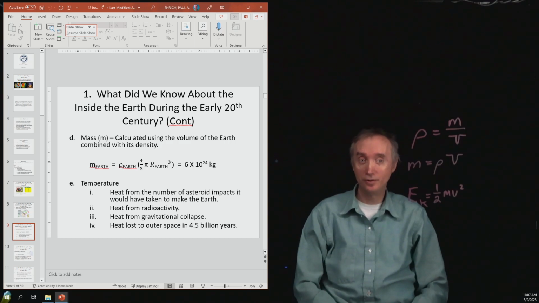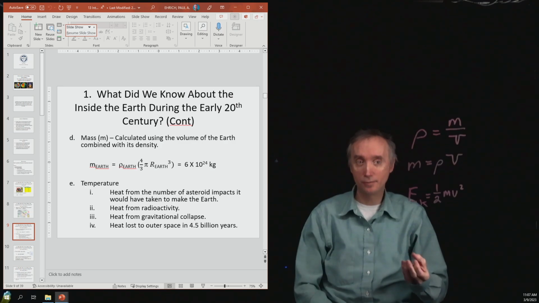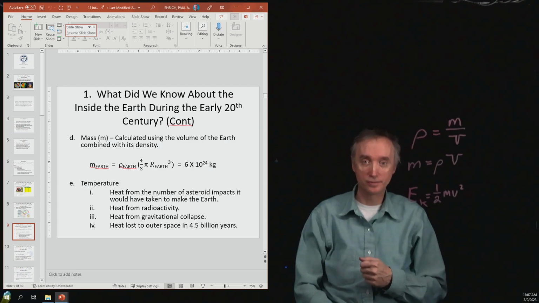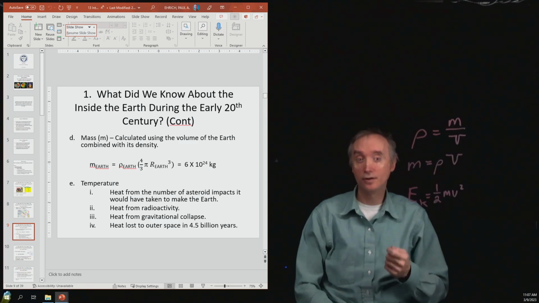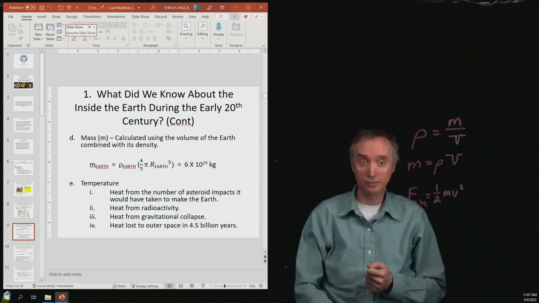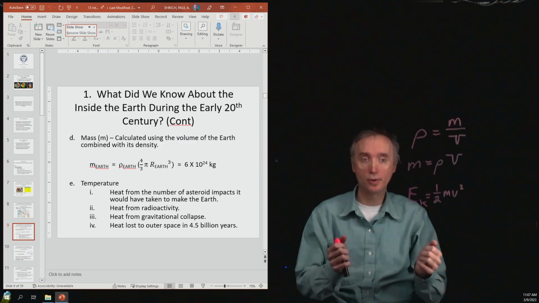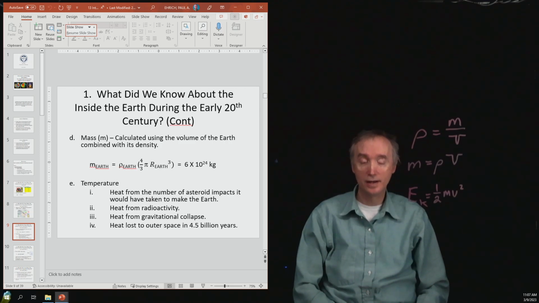So that's hard to do, but we can estimate what was the original temperature of the Earth based on the amount of collisions. Okay, then the Earth is also being heated up by radioactivity. So there are things like uranium and thorium, and as they break apart, they give off energy, and that energy is also increasing the temperature inside the Earth.